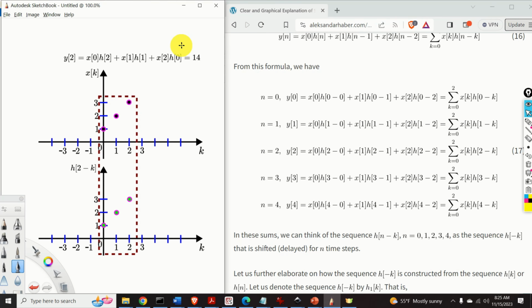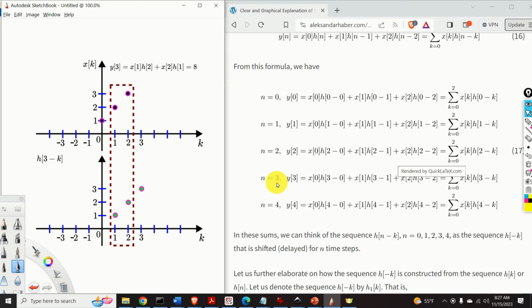Here's the graphical interpretation of the convolution sum for n is equal to 2. The procedure is the same. We take the sequence h of minus k, we shift the sequence for 2 time steps, and we obtain this sequence. Then we only multiply the terms that are inside of the dashed rectangle. We multiply this term by this term, this term by this term, this term by this term. We add them together, that is, we add the multiplication results together, and finally we obtain the result. That's it. And here is the general formula.